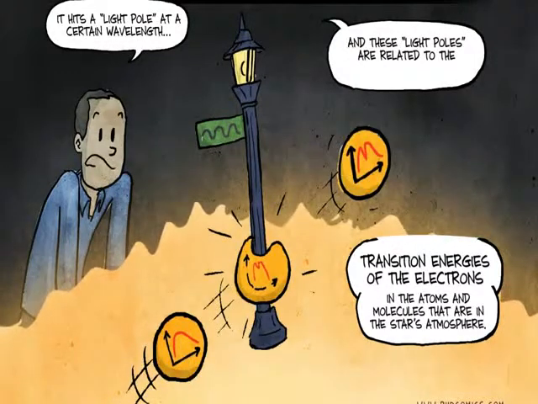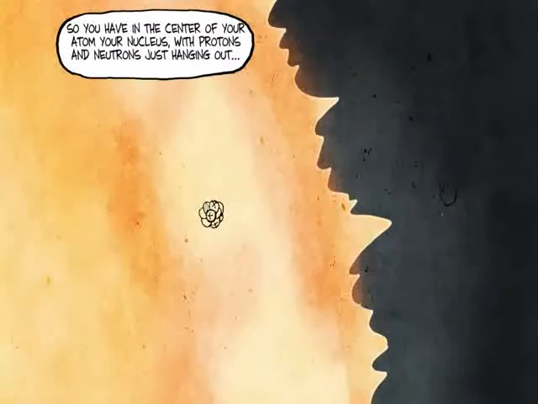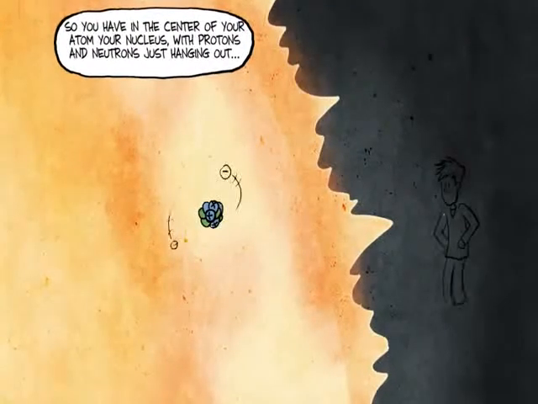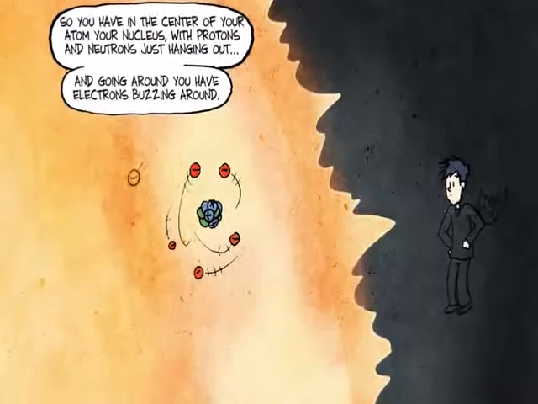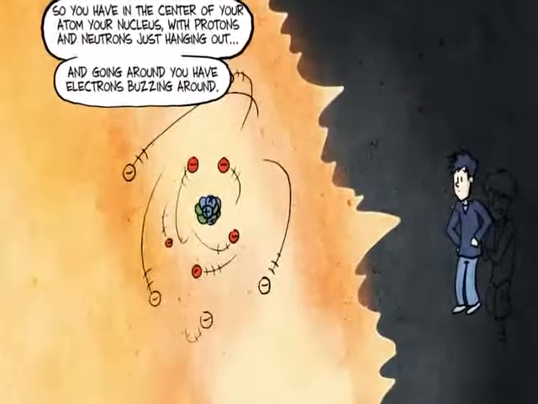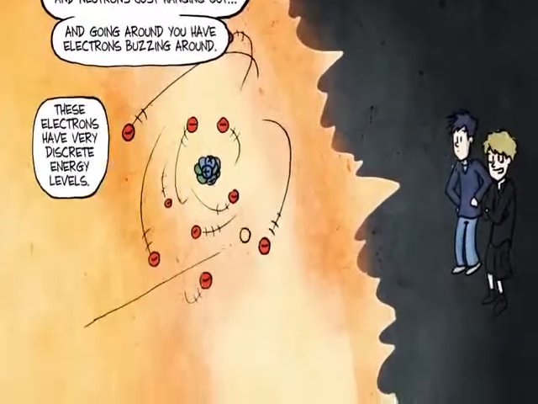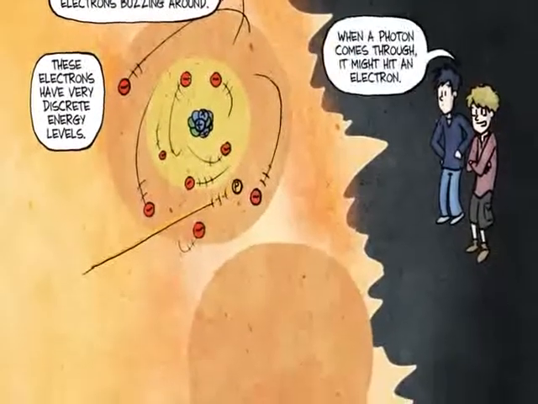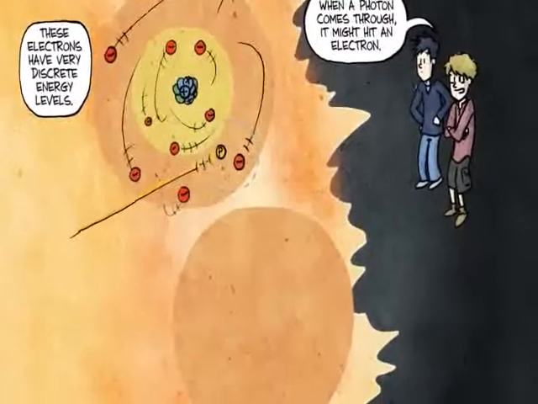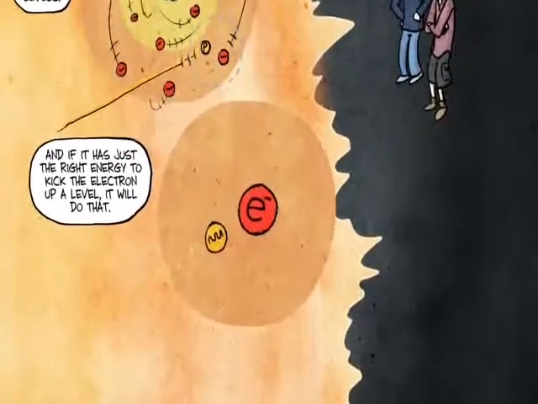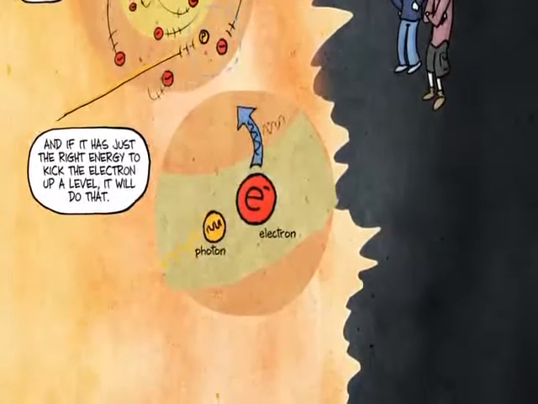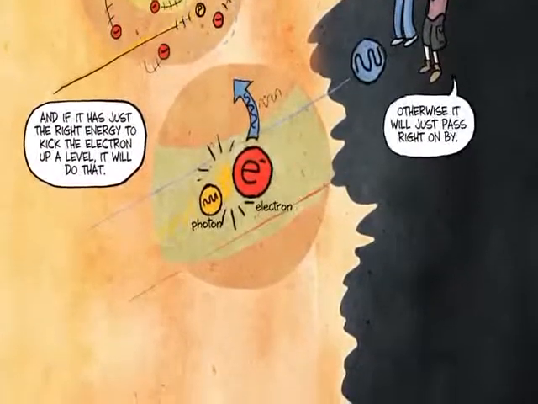in the star's atmosphere. So you have in the center of your atom your nucleus with protons and neutrons just hanging out. Then going around you have electrons. If you can imagine them buzzing around on the outside, moving around. But when you're far away, there are very discrete energy levels. And so when a photon comes through, it might hit this electron. It's possible. And if it has just the right energy to kick it up to this level, it will do that. Otherwise, it'll pass right on by.